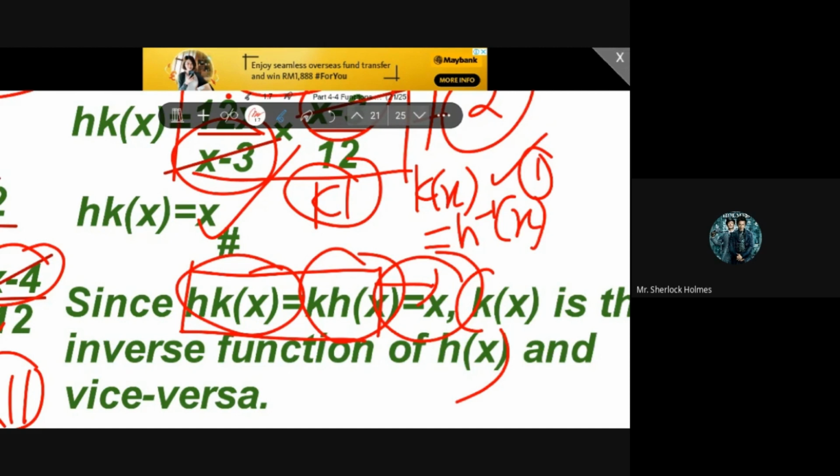I'm confused with how the whole thing is going. Basically, you have 2 functions. They want to see is these functions the inverse of each other or not.